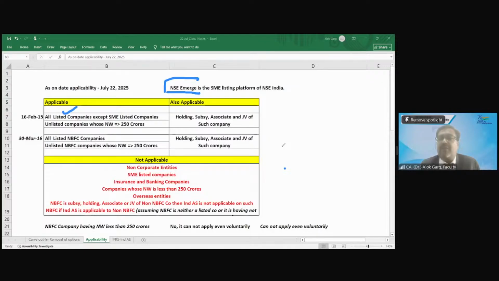Venkata, what about unlisted companies? Saminathan, what about unlisted company? Mega, what about the unlisted company?